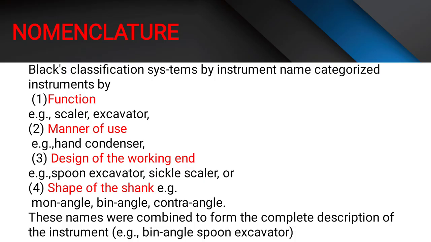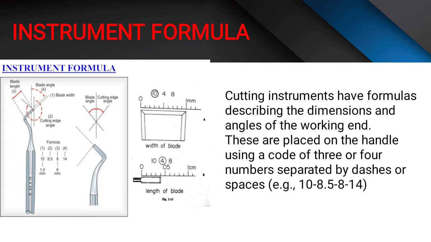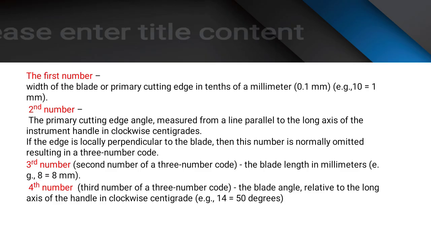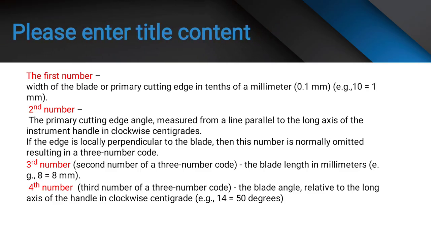And the cutting instruments have a formula describing the dimensions and the angles of the working ends. They are placed on the handle using a code of 3 or 4 numbers which are separated by dashes. The first number indicates the width of the blade or primary cutting edge in tenths of a millimeter, that is, 0.1 mm.